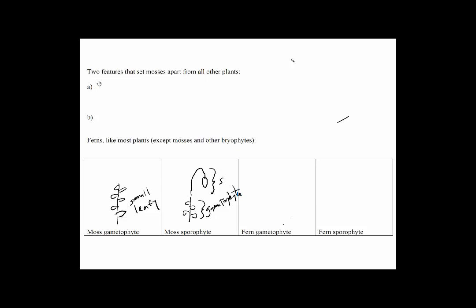Ferns. The fern gametophyte is kind of like a little heart-shaped thing with little rhizoids. It's tiny, about maybe half a centimeter across. It's green. It's photosynthetic. Whatever illustration you can do that matches what you saw a few minutes ago. Fern sporophyte, that's a fern.